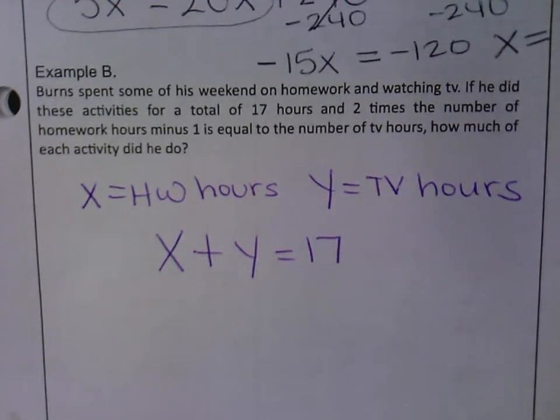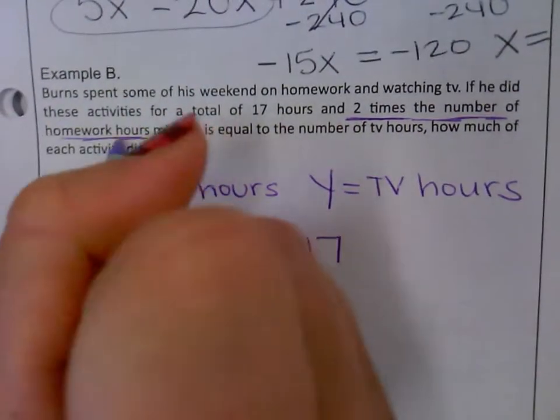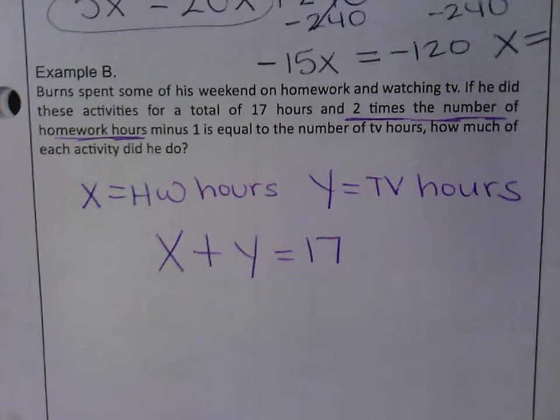Now, we're not talking about money this time. So in the previous example, we were talking about a $5 bill was worth $5. And they're not worth something this time. This is just going to be an equation. 2 times the number of homework hours. How could I represent that as an equation? 2 times the number of homework hours.